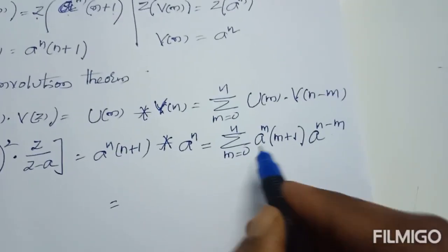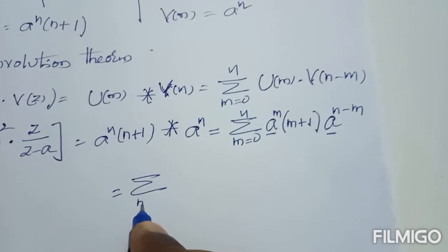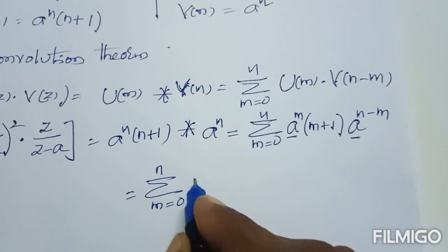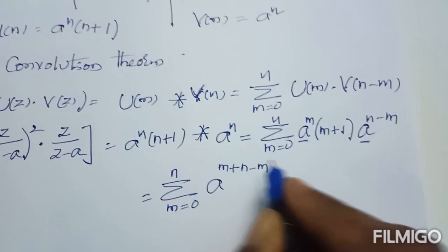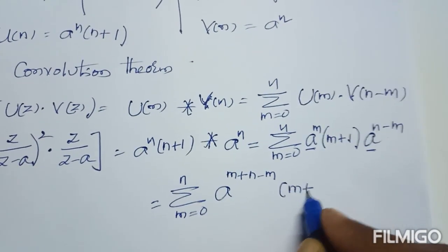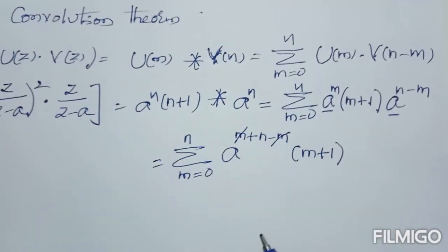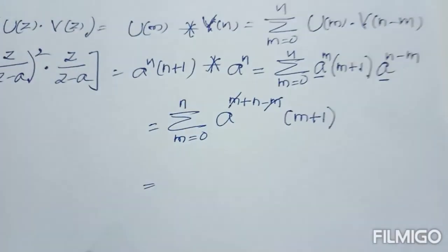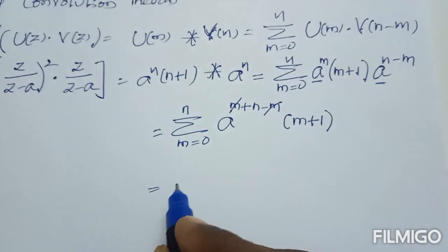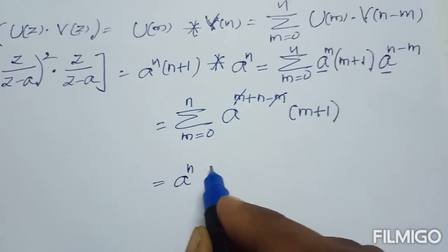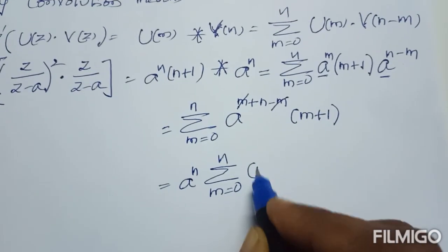That equals, here the base is the same, so you can add the powers. Summation of m equals 0 to n a to the power of m plus n minus m into m plus 1. After that, here plus m minus m get cancelled. Here a power n only is there, which is constant. Why? Because m only takes the values, so it is outside. Summation of m equals 0 to n m plus 1.